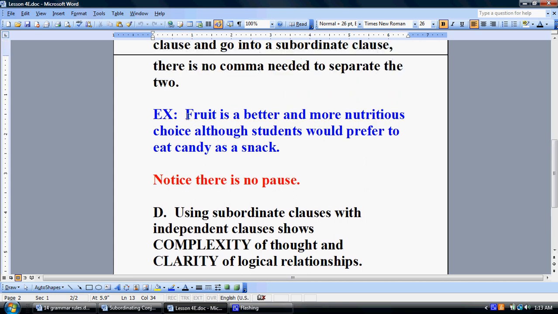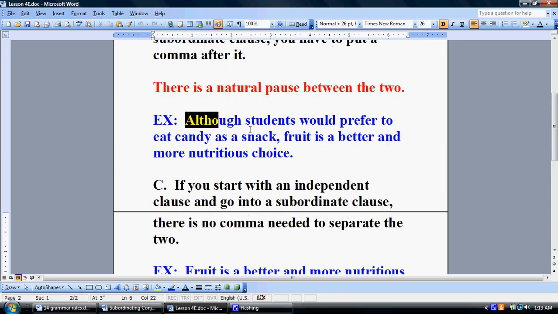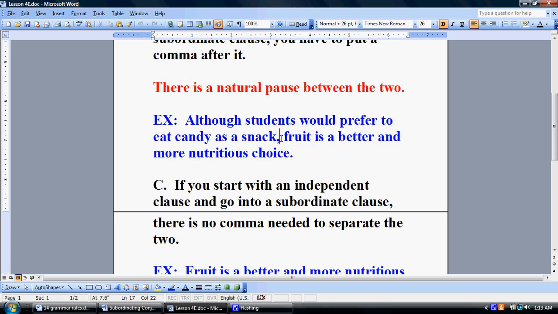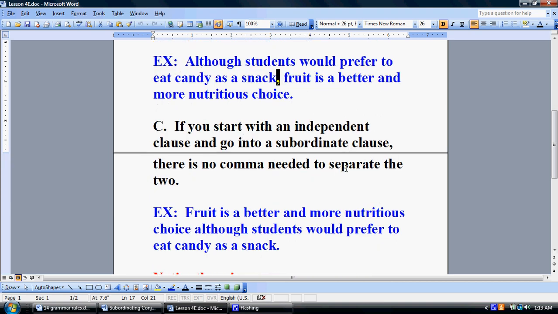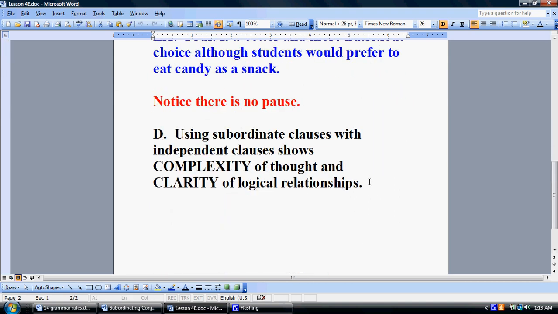This is how we punctuate them, where we have independent leading into subordinate, no comma. But if we have subordinate leading into independent, there is a comma after them because there is a pause. Now we've illustrated all the logical relationships between things, as well as how it sounds and how we construct sentences, and how that really is going to affect our writing.